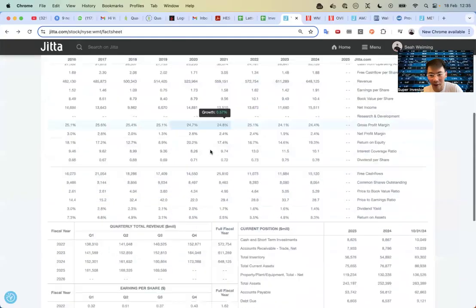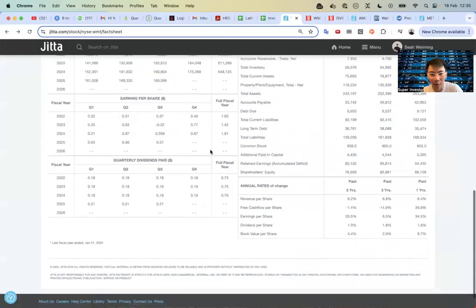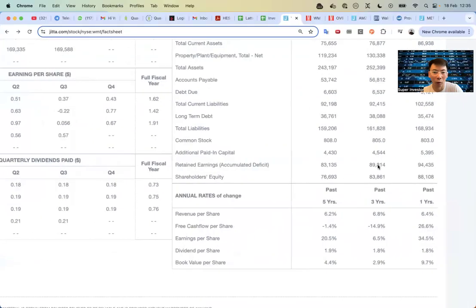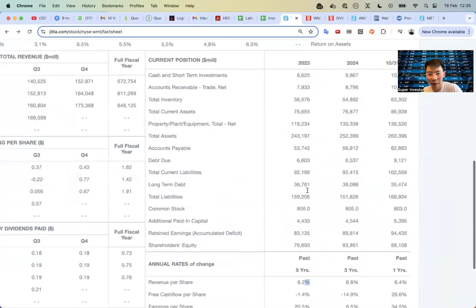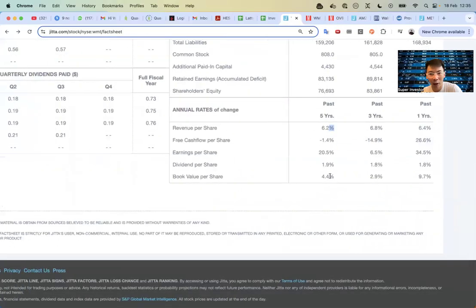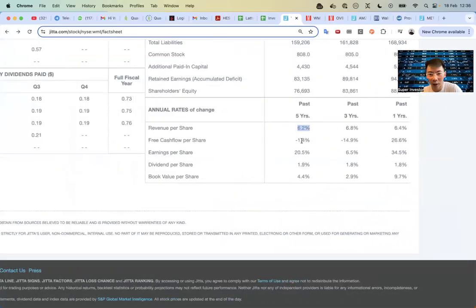Now, unfortunately, GuruFocus doesn't have a growth rate for many things, but they do have certain things like revenue per share, cash flow per share, earnings per share, dividend per share. So these are good benchmark annual rates of change for the past 5 years, 1 year, 3 years. Okay, so you can see revenue for Walmart has been growing at 6.2%. It is right under here. Okay, this is not customizable. They've already given us some of the key figures. Okay, revenue per share, free cash flow per share is becoming negative. Earnings per share, wow, 20% for the past 5 years. Okay, but again, this is 20% annual rates of change.